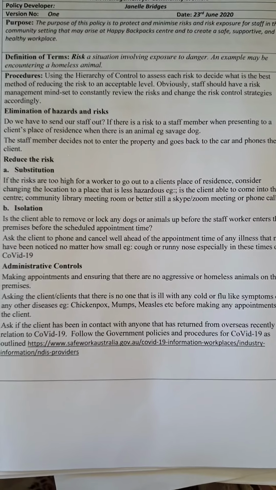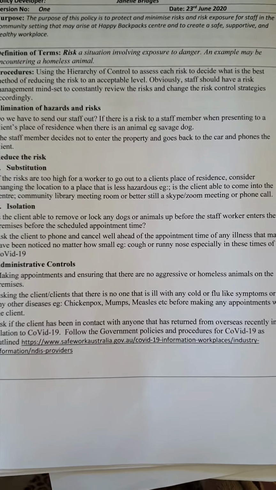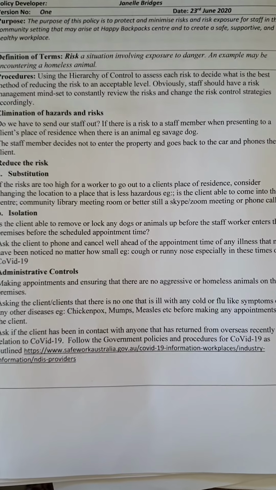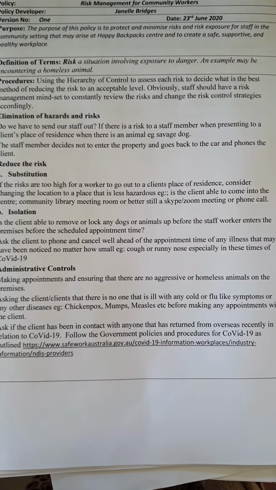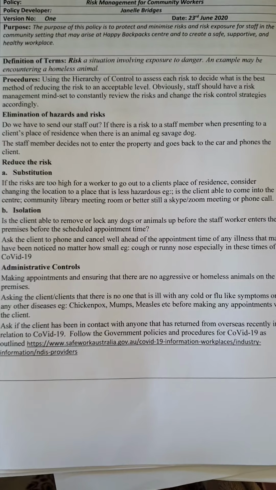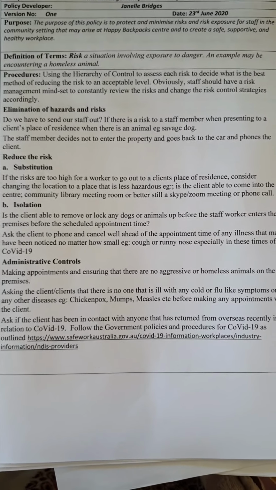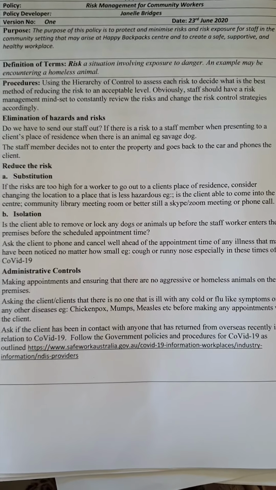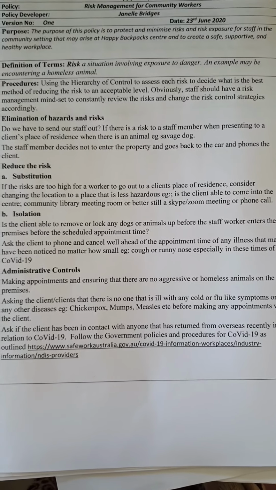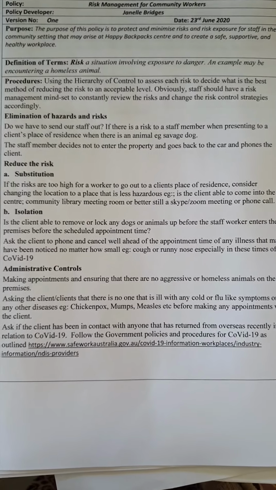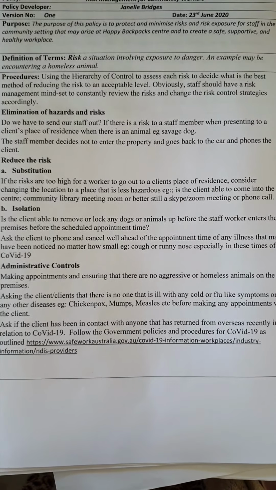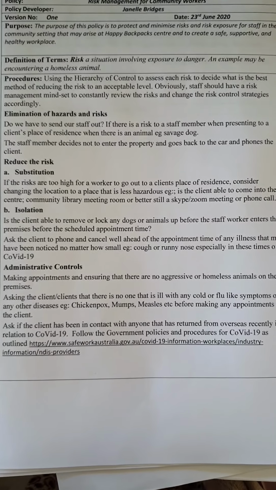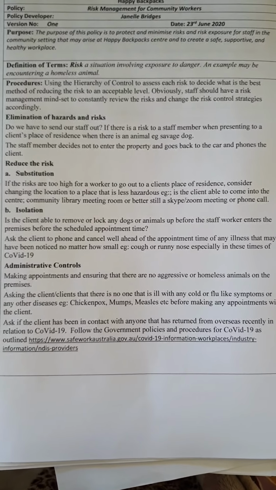So elimination of hazards and risks. Now, do we have to send our staff out? If there is a risk to a staff member when presenting to a client's place of residence, for example, when there is an animal or a savage dog about, the staff member decides to not enter the property and goes back to the car and phones the client. How to reduce these risks?